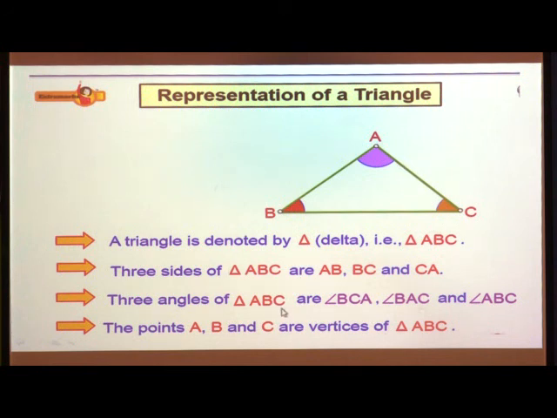The 3 angles of triangle ABC are angle BCA, angle BAC and angle ABC, where A, B, C are the vertices of triangle ABC.